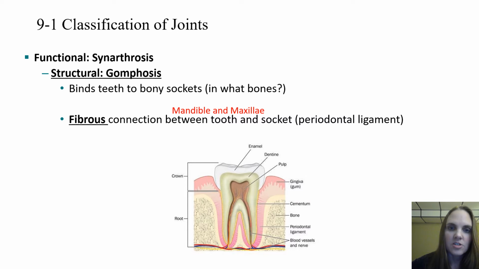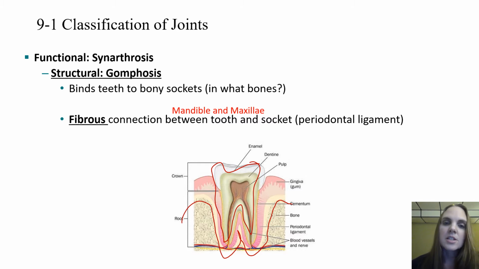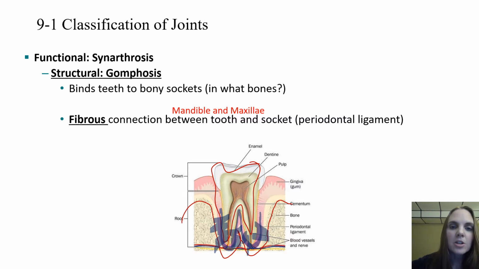So in this image, on the right, or in the middle, I guess, of your page, we've got our tooth here. And then this kind of tan area or ivory colored area is the bone. That would be either the mandible or maxilla. And then this pink area between, let's see, I'll highlight it in purple. Here, this is actually a ligament that's connecting that tooth to the mandible or maxilla, and that's called the periodontal ligament.